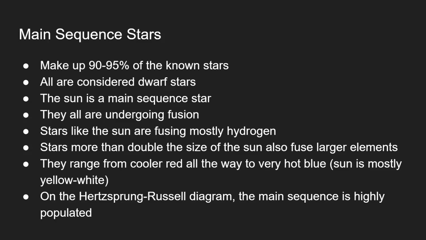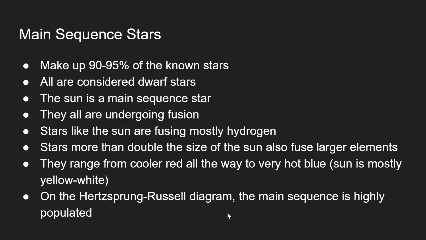They range from cool red all the way to very hot blue. The sun is actually almost pure white. It's a little yellowish. It appears yellow because of our atmosphere. So when we view it through the atmosphere, it looks like it's yellow, and when it gets down near the horizon, then it starts to look more orange. But that's because of our atmosphere.